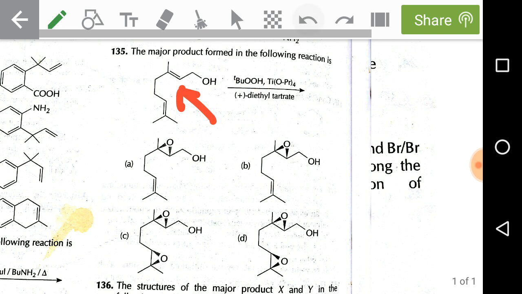So whenever the hydroxy group is right side to the viewer, then in that case we need to look for that diethyl tartrate. Here we have given plus diethyl tartrate. So in that case the epoxidation must be from the back side end onto that allylic double bond. So option A is the correct answer for the given problem.